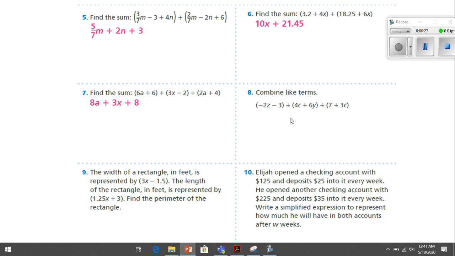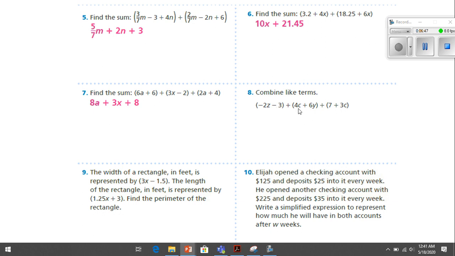We got negative 2z and no other z's here. So that negative 2z is going to stay there. Now we got our numbers, negative 3 and plus 7. Well, that tells me right there we're going to have 7 minus 3, and we're going to have a 4 there in our expression.